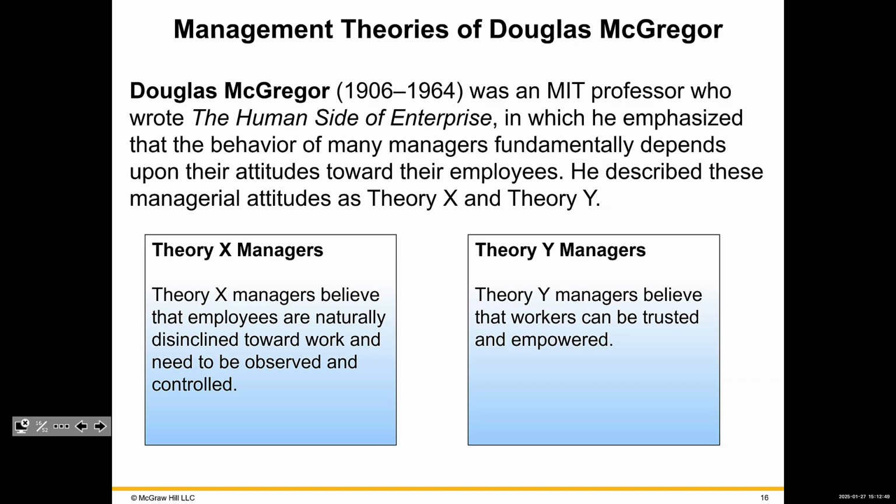you know, many managers, it's usually on their attitude. Most people will say you usually leave a company because of your boss, right? And so you don't like that manager or their attitude or how they make you feel. So Theory X tells you that employees are naturally disinclined towards work and they need to be controlled and observed. Whereas Theory Y says, yeah, you can be empowered.